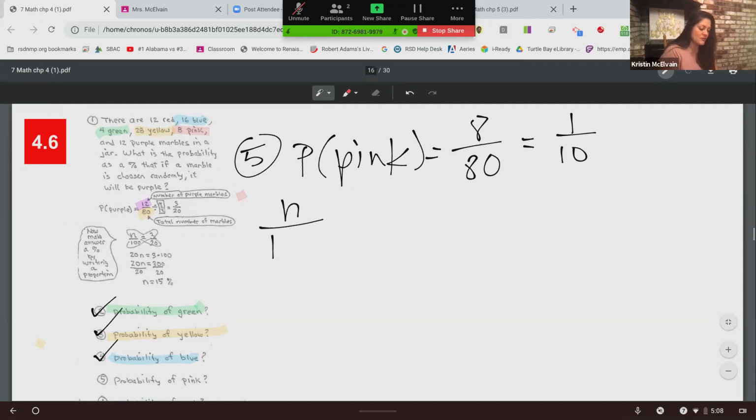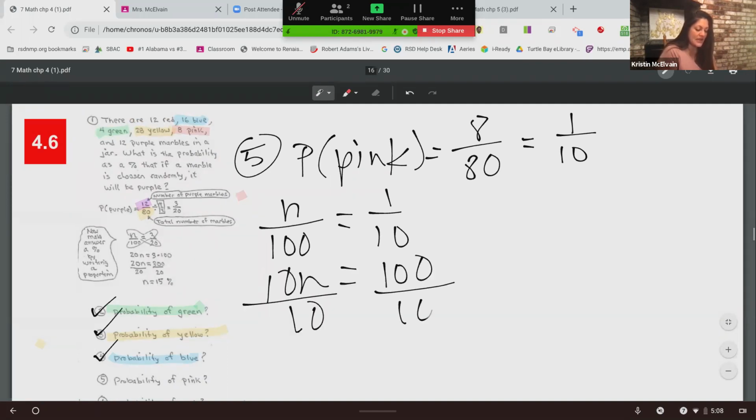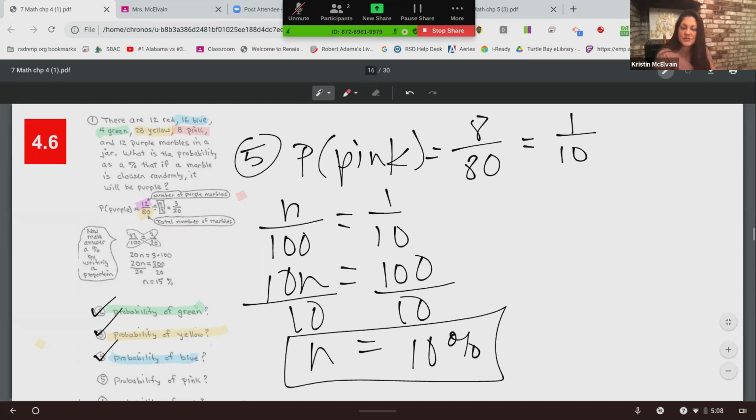So what is the percentage of 1 out of 10? Duh, 10%, right? 10n equals 100 divided by 10, and 10 goes into 10 10 times. So pink has a 10% chance. That's for pink. And we're going to use the same color for red. It looks pink anyway.